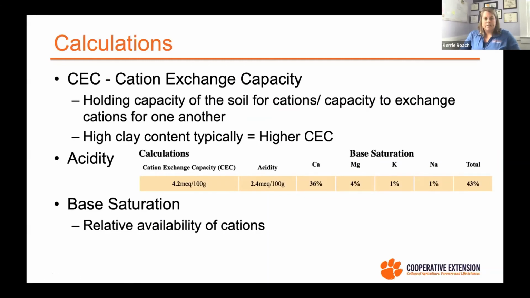The cation exchange capacity is that holding capacity for the soil cations. And typically we're going to see a high clay content equals a higher CEC. And so it's really important to know these types of pieces of information so that we can get a good handle on your soil as a whole.